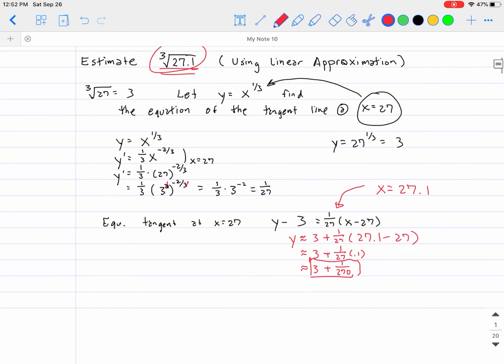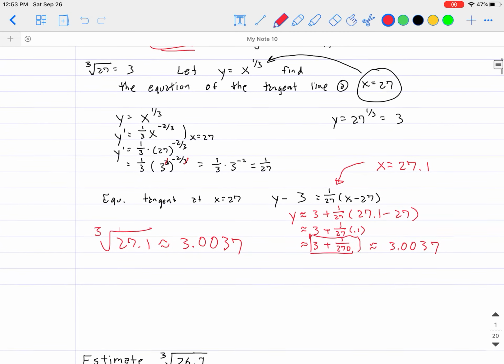Now, let's see how that compares to my actual answer. Maybe we can put it into the calculator and figure that out. We have 3 plus 1 over 270. I'm putting it in the calculator on the side. That is approximately equal to 3.0037. But if I take the cube root of 27.1, raised to the power of 1/3, and put it into the calculator, that numerical value is approximately 3.0037. So it looks like it's pretty close, almost identical in a sense then.